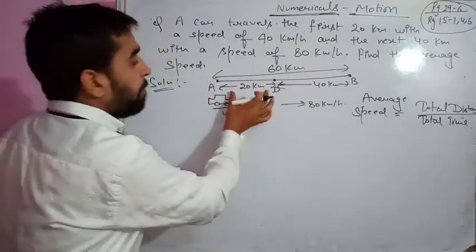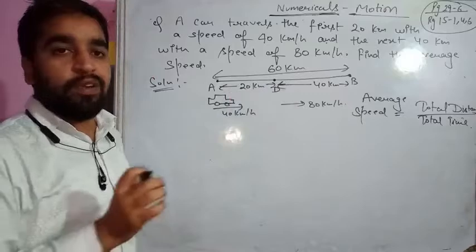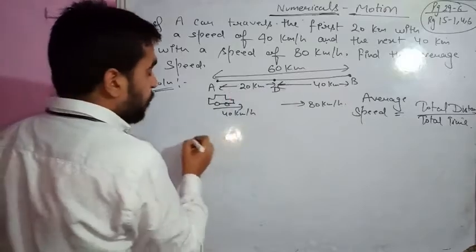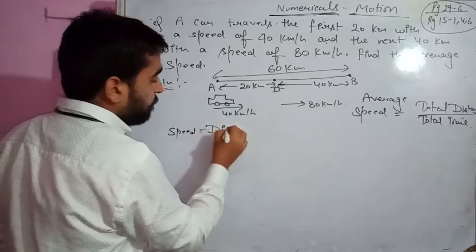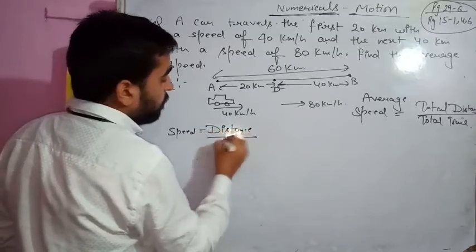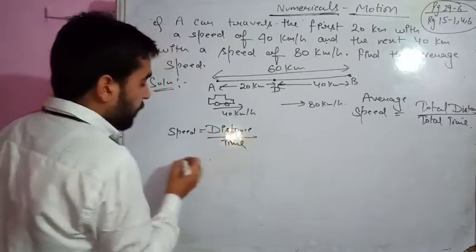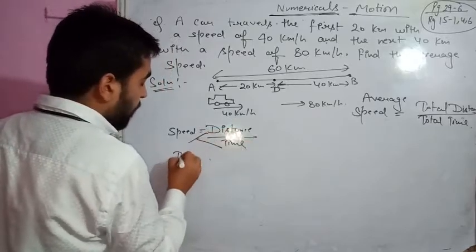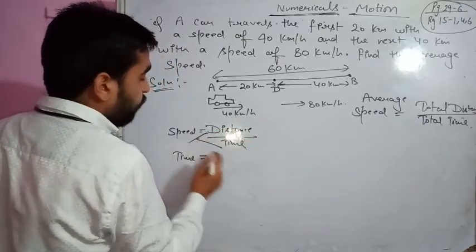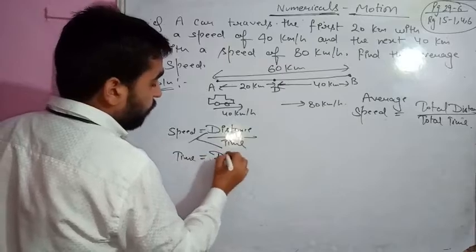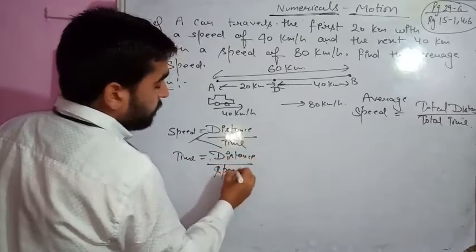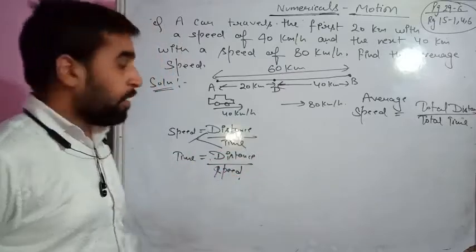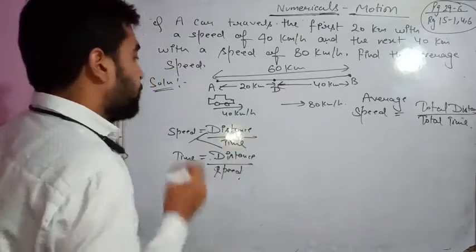Actually, we don't know the separate time. So let us calculate the time. What is the formula for time? If the formula for speed is distance upon time, then by the same formula, by cross multiplying, the formula for time will be distance upon speed. So roughly we can remember this by this method. Okay. So distance upon speed.